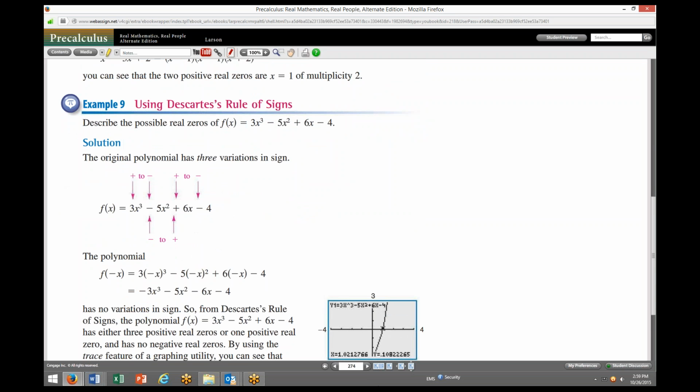That's 3 minus 2. If it was a long polynomial, say it had 7 variations in sign, then the number of positive real zeros would either be 7 or 5 or 3 or 1.